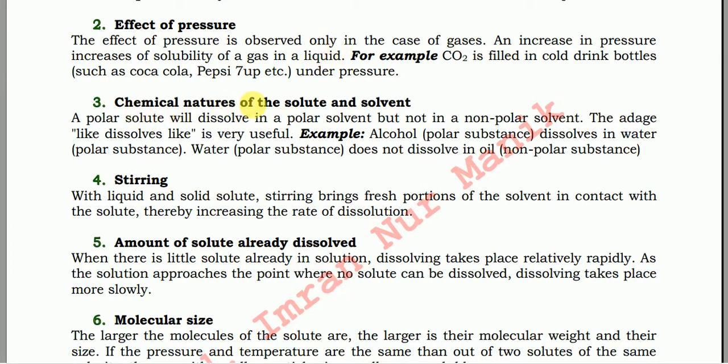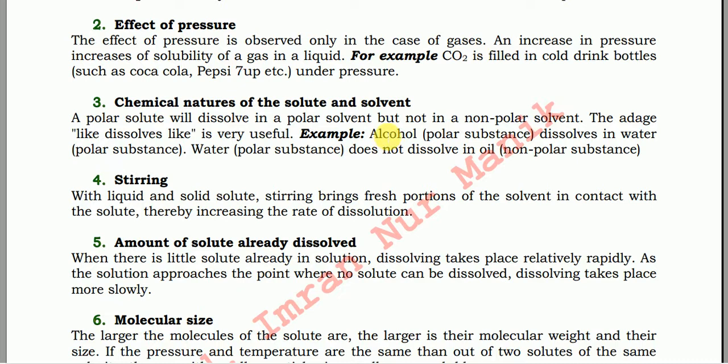Okay, number three, chemical nature of the solute and solvent. I already discussed with you that polar solvents, for example water, can dissolve polar solutes, for example sodium chloride, but polar solvent water cannot dissolve non-polar solutes like oils. Any kind of oil is insoluble in water because oil is non-polar and water is polar. So a polar solvent can only solubilize polar solutes. On the other hand, a non-polar solvent can only solubilize non-polar solutes. This is known as like dissolves like.